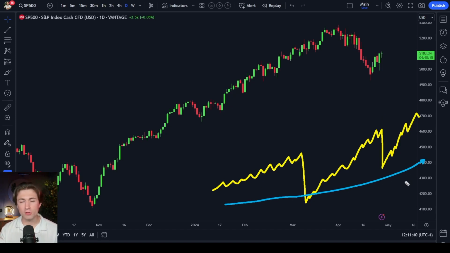Now, this could be very long term. It could take 10 years for a market to recover back to its previous all-time high. But generally speaking, companies grow, populations of the world grow, GDPs grow. This leads to company growth. And so they typically do rise over time.